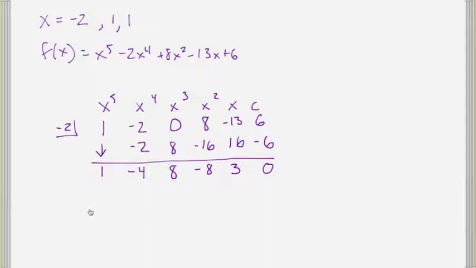You must get 0 as your final number. If you don't, you've done something wrong. Because what we're plugging in is a solution, and we learned the other day that when you plug in a solution or a factor, that should have a remainder of 0, or that last value should be 0.